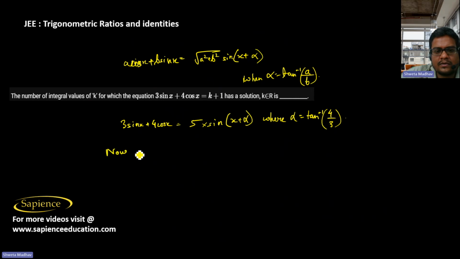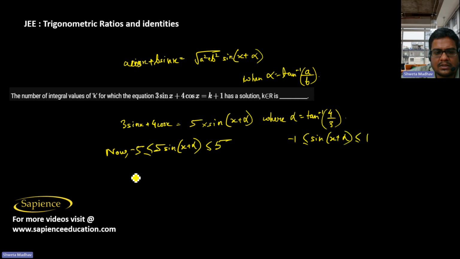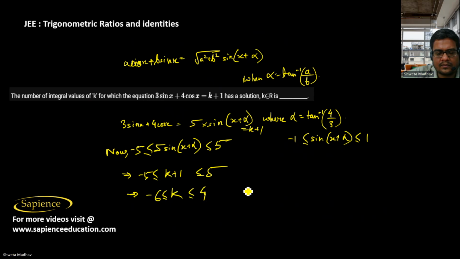So now this 5 sin(x plus alpha) will be more than or equal to minus 5 but less than or equal to 5, since we know that sin(x plus alpha) will be going from minus 1 to plus 1. So now this value is k plus 1, it is told k plus 1. So therefore k plus 1 is going from minus 5 to plus 5. So therefore k should go from minus 6 to 4. So therefore all the integral values I should take from minus 6 to 4.